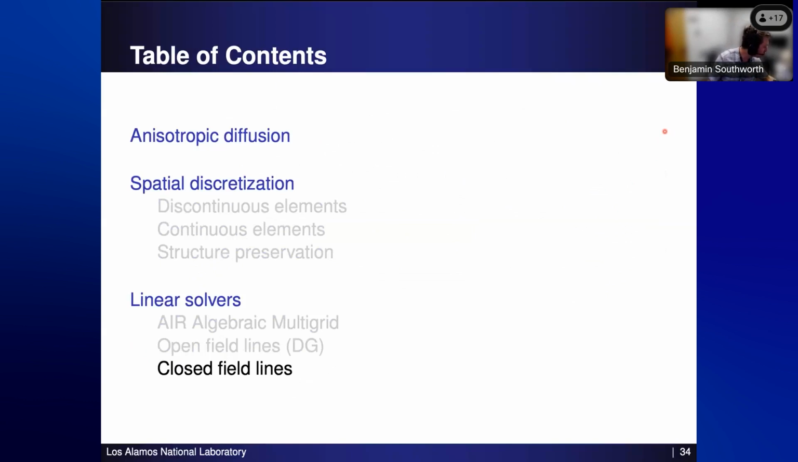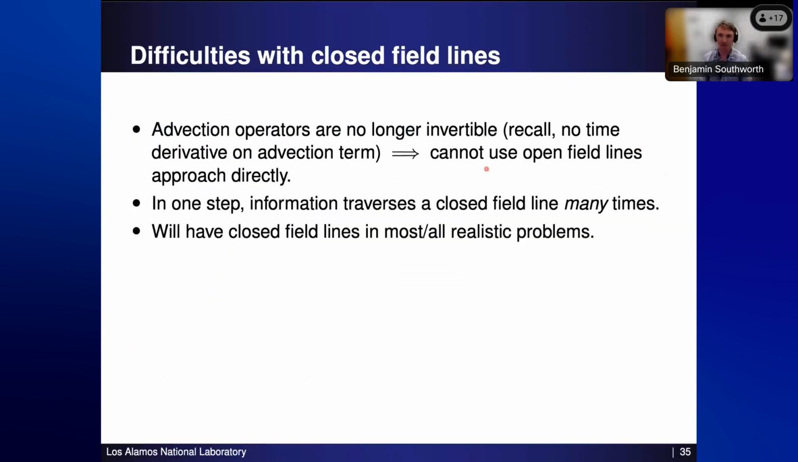So those results are for closed field lines. Difficulties for open field lines. And what we really care about is closed field lines. And there are difficulties with closed field lines. So first off, and most directly relevant, is that the advection operators are not invertible.